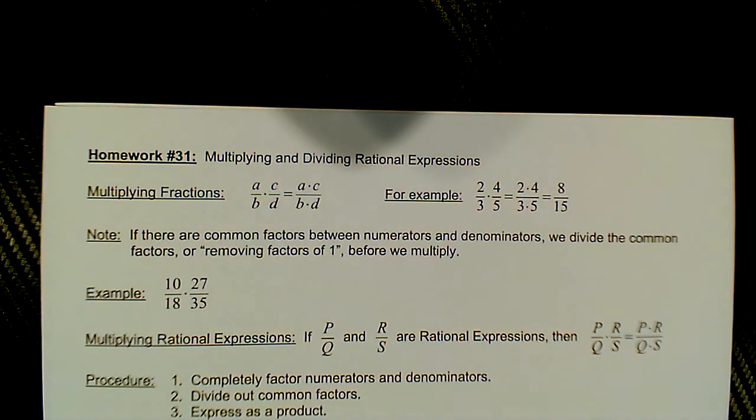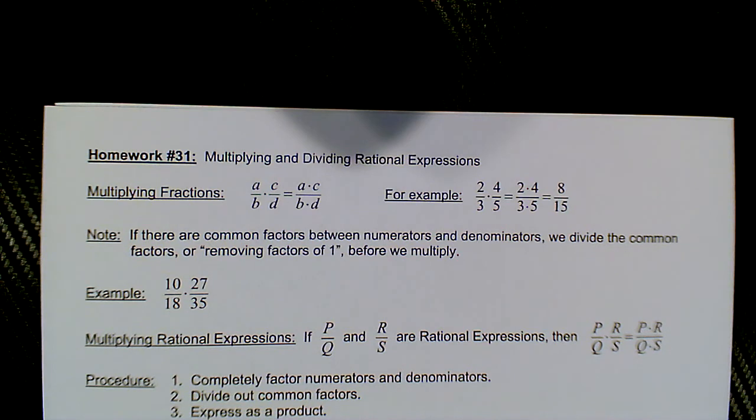Hello everyone. This is homework number 31, multiplying and dividing rational expressions. So last time we looked at simplifying rational expressions, and we factored their numerators and denominators and either thought about the concept of removing common factors of 1 or, as we explained, cancellation.